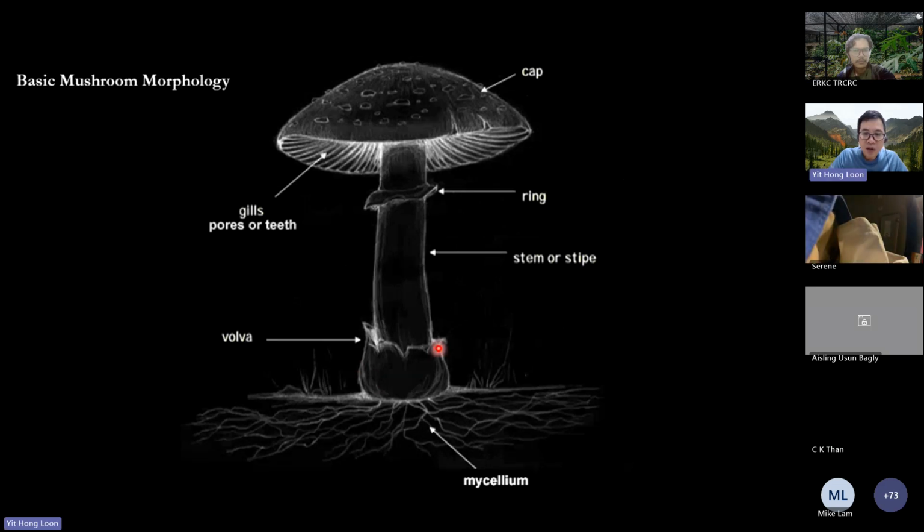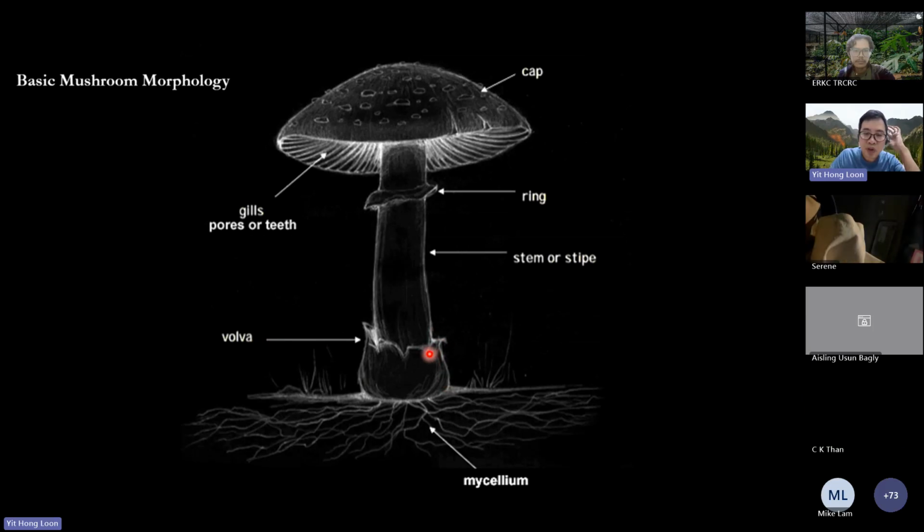Vulva is part of the baby mushroom before the mushroom opens up. I mean, before the egg opens up and then the mushroom pops up. So this is like a sac, or mycologists call it a universal veil. When the mushroom pops up from the egg and opens up like an umbrella, what is left over is this organ. This organ we call the vulva.